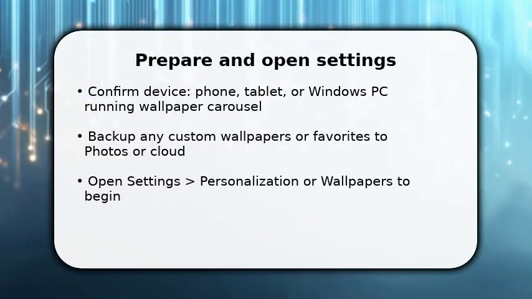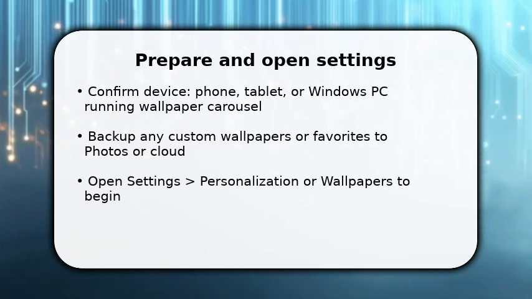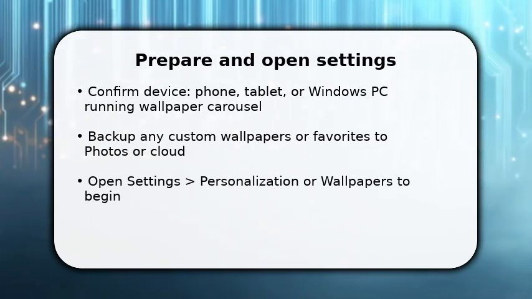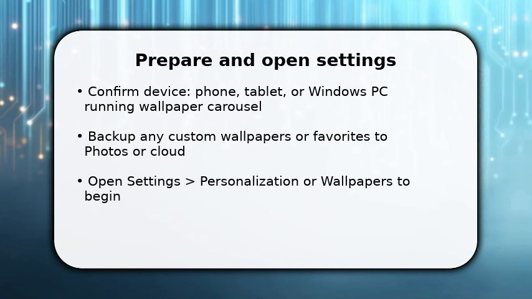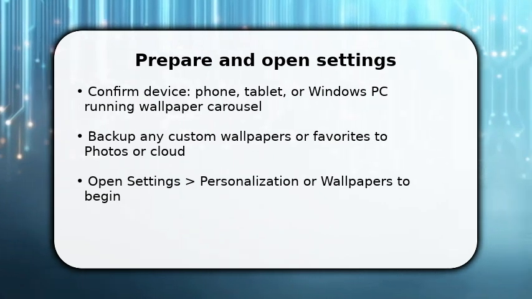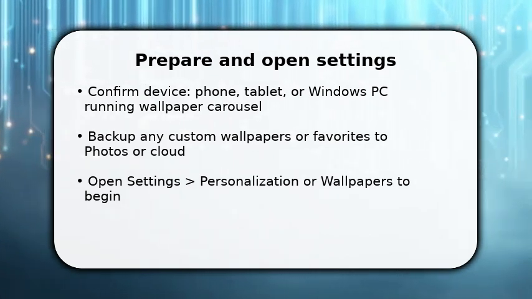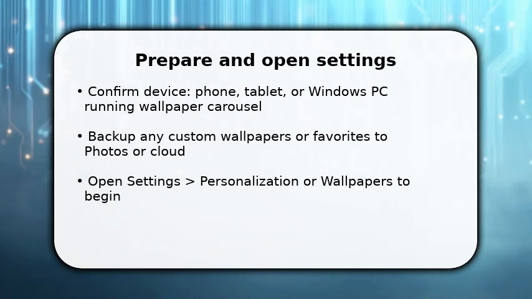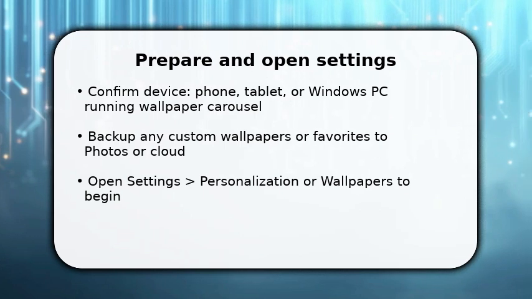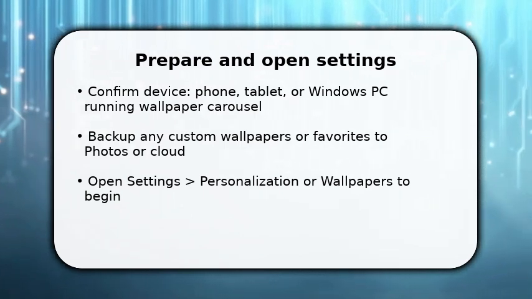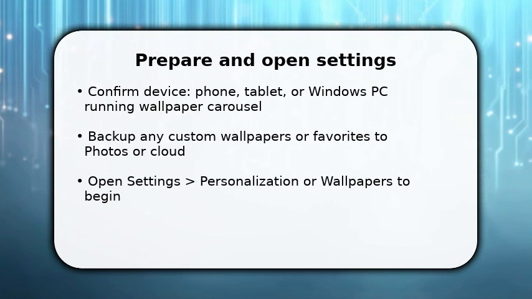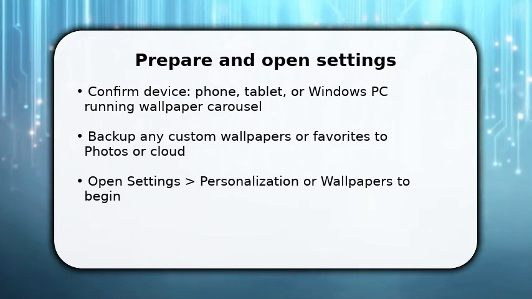You start by confirming the device and backing up any images you want to keep. This prevents accidental loss. Once done, open Settings and go straight to Personalization or Wallpapers so you land on the carousel controls. Make sure you are signed into the same account used for the carousel, otherwise the option may be disabled. If an app manages wallpapers, open that app next.